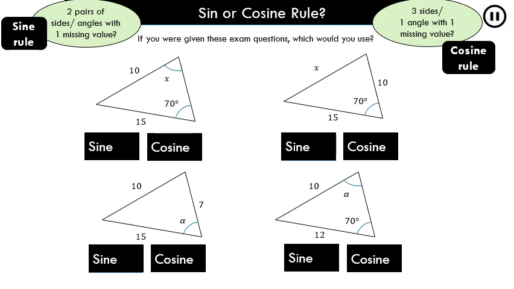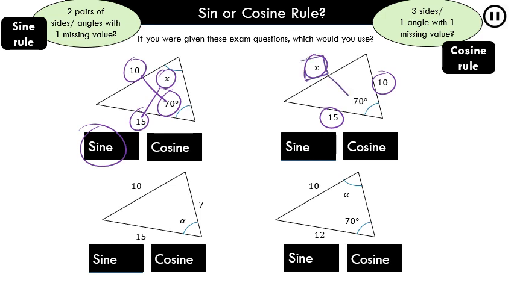Pause the video quickly, think about which of these need the sine rule and which the cosine rule. First one, we've got these two opposite pairs going on, so that's the sine rule. Next one, we've got information about the three sides. We're trying to find one of those, and that's opposite an angle we know, so that's the cosine rule.